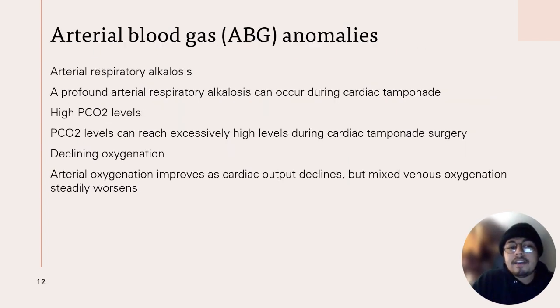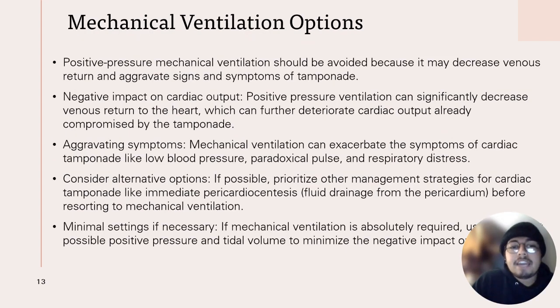You can start to see a very profound respiratory acidosis during cardiac tamponade, since you have high PCO2 levels, because you're not getting that perfusion and you're not ventilating as well as you should be. Then you're declining oxygenation wise. So positive pressure mechanical ventilation should be avoided, because it may decrease venous return and aggravate signs and symptoms of the tamponade, and it can further deteriorate cardiac output already compromised by the tamponade. So we want to make sure that we're not exacerbating the symptoms of the tamponade, like low BP, paradoxical pulses, or respiratory distress.